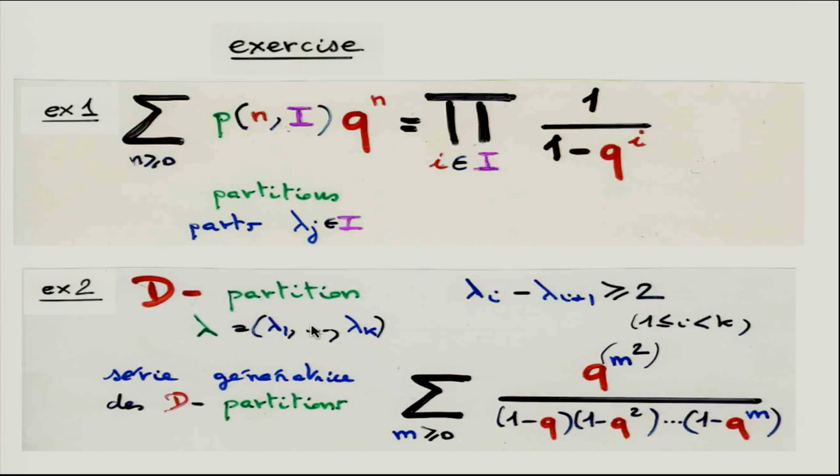But before going to the next section, the exercise. So example 1: instead of taking all partitions, take partitions such that the parts belong to a certain subset I, which is given. You give any subset I of the integers, and then the set of partitions such that the parts are in I has this restricted infinite product.